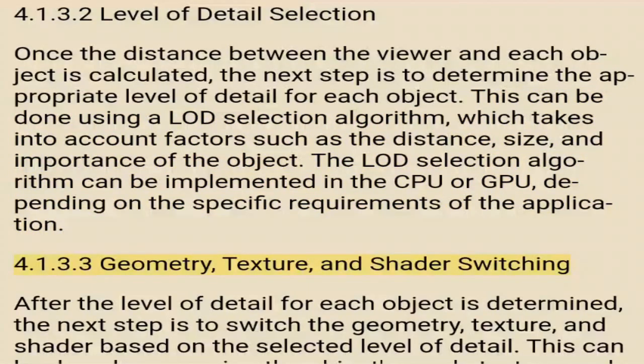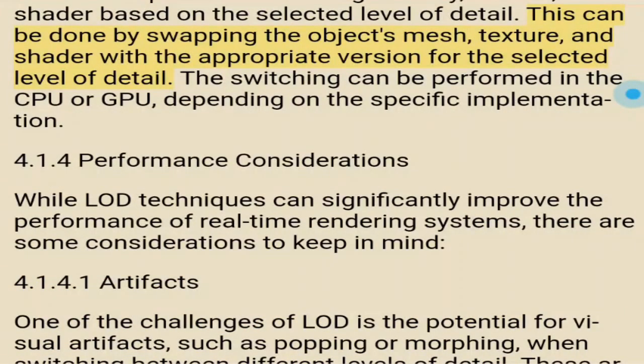4.1.3.3 Geometry, Texture, and Shader Switching. After the level of detail for each object is determined, the next step is to switch the geometry, texture, and shader based on the selected level of detail. This can be done by swapping the object's mesh, texture, and shader with the appropriate version for the selected level of detail. The switching can be performed in the CPU or GPU, depending on the specific implementation.